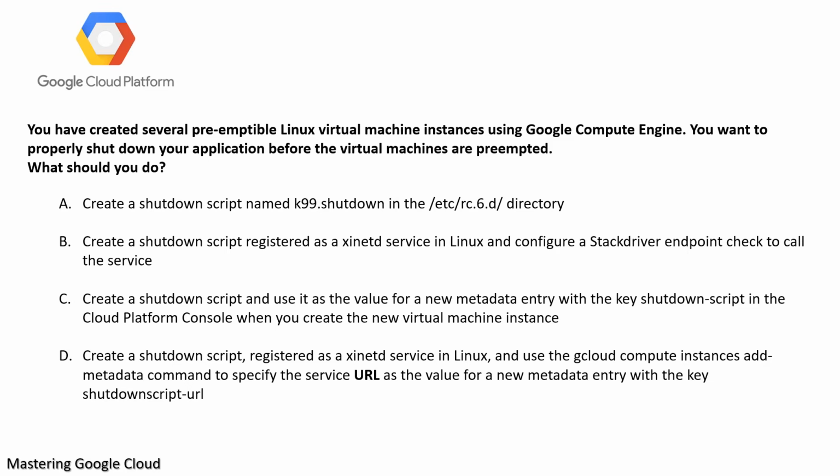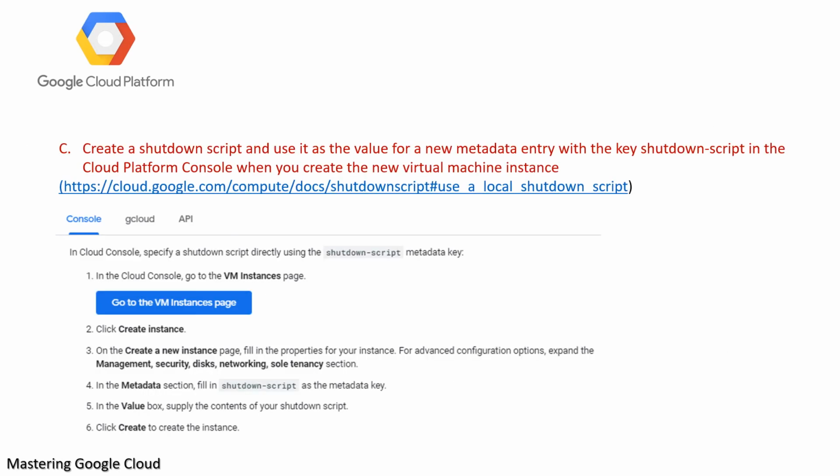So without any delay, you can see answer C is the appropriate one. It says create a shutdown script, use it as a value for a new metadata entry with the key shutdown-script in the cloud platform console when you create a new virtual machine instance. So answer C looks to be an appropriate answer. I have a link here that you can always go and look into, and that's how it should be.